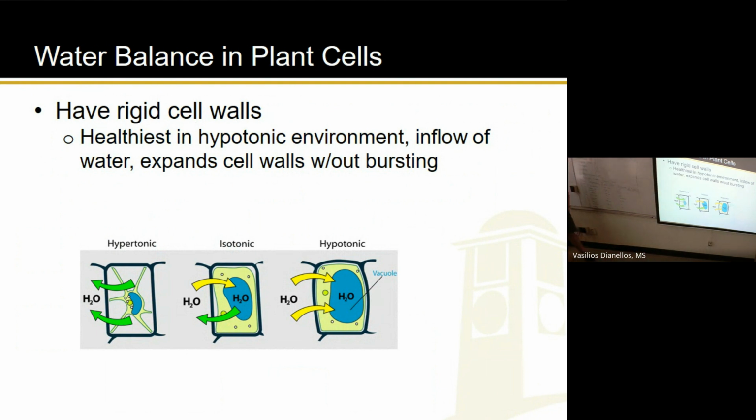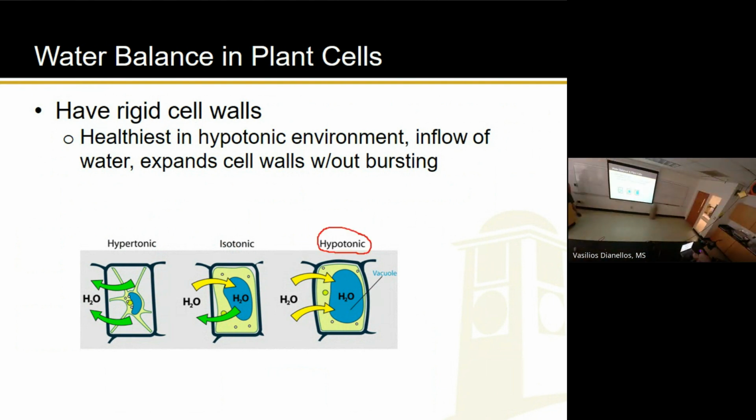Now, for plant cells, which is what we're looking at here, they have rigid cell walls. So for plant cells, hypotonic is the preferred environment. So if you remember, for animal cells, we prefer isotonic, generally speaking, and for plants, it's hypotonic.